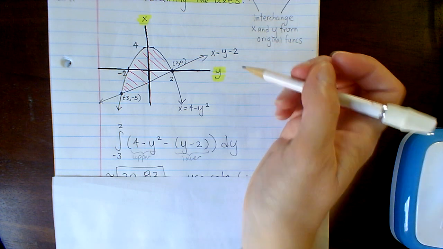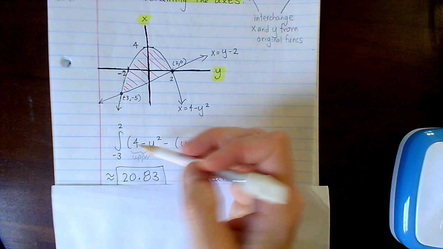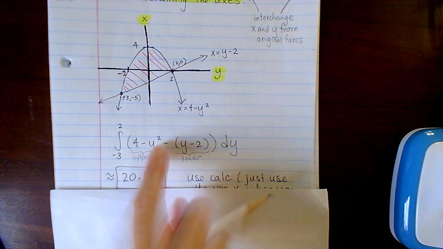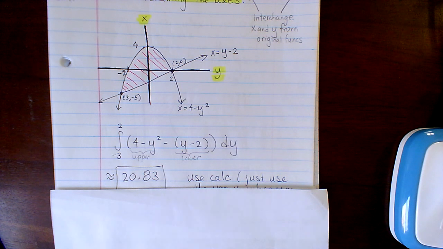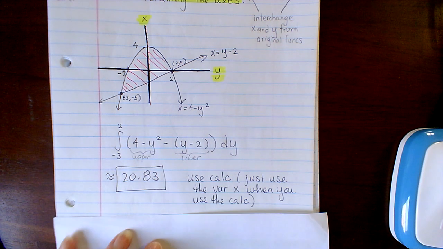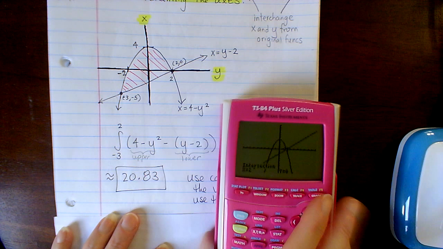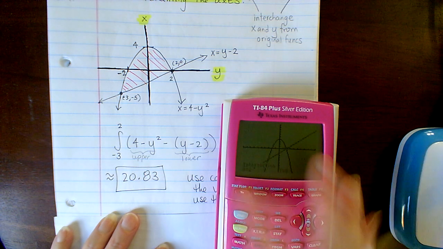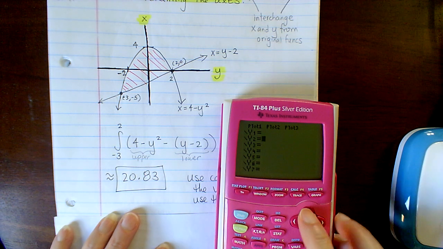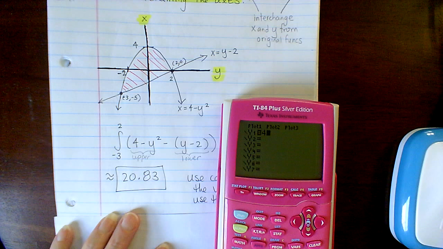Okay, so when we put this in the calculator, you may say, well, you don't have a y to put in the calculator. That's okay. You can just use x. If the variable of integration is different than x, you can just use an x in there. So let's do 4 minus y squared.